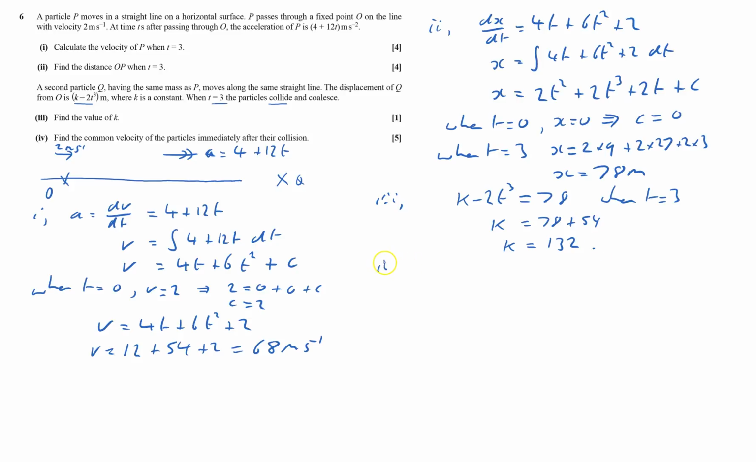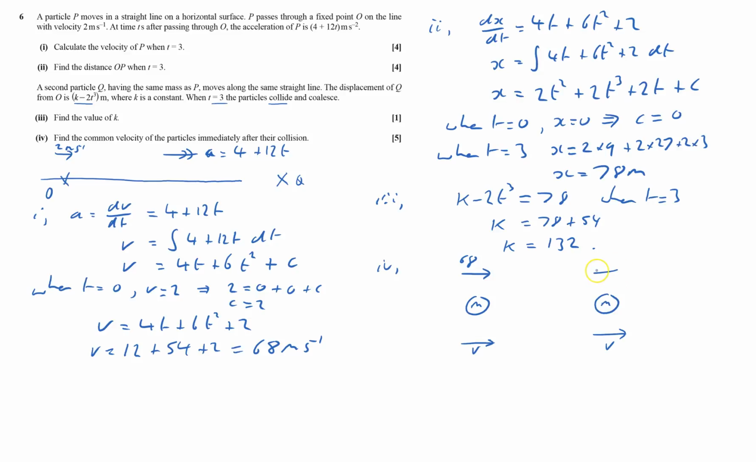And part 4, a lot of marks for this. Find the common velocity of the particles immediately after their collision. Well, we've got a collision, so it's got momentum. And the mass is the same, so I'm just going to put m in the middle of each of those. This one is going, what's that speed? 68, I worked it out earlier. This one, I don't know this speed. And this one, they coalesce, which means they stick together, and so both of the velocities there must be v. I need to work out what the velocity is.